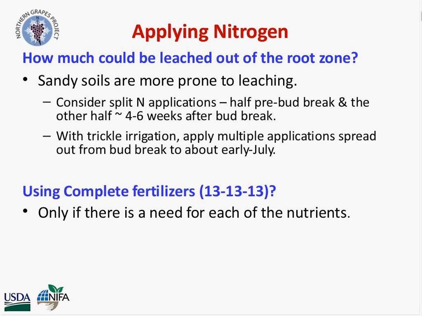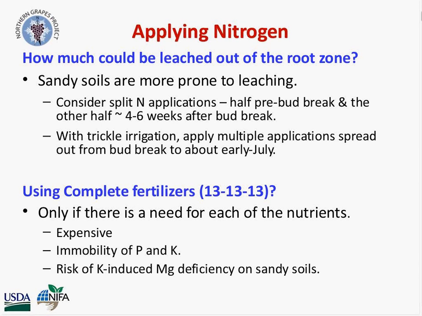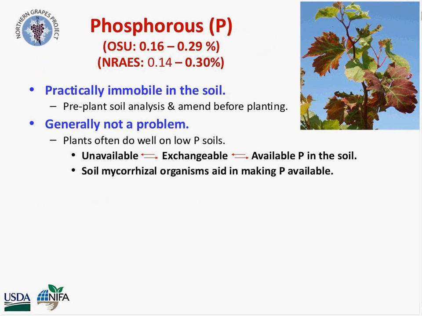Phosphorus. This is the one that's practically immobile in soil, and the one that we recommend that you soil test before planting and amend. But even saying that, generally, phosphorus is not a problem. Vines will do well on low phosphorus soils. The reason for that is phosphorus exists in the soil in an unavailable, intangible, and available form. Kind of an equilibrium there, so a little bit is always coming available. Also, soil microorganisms aid in making phosphorus available.